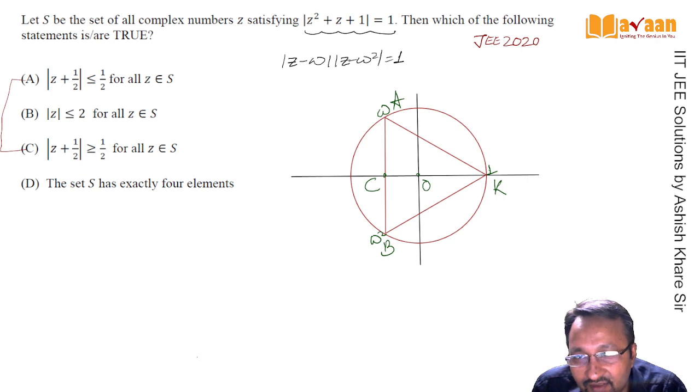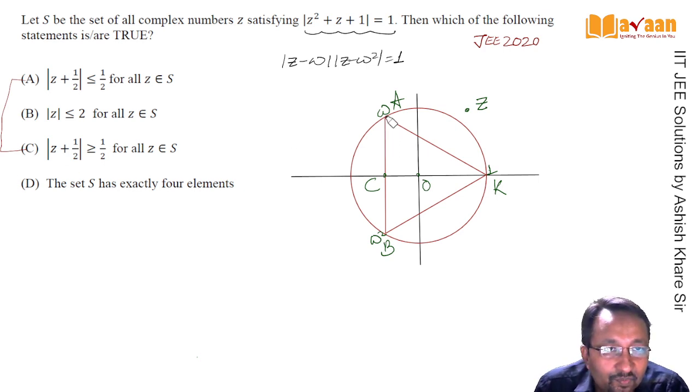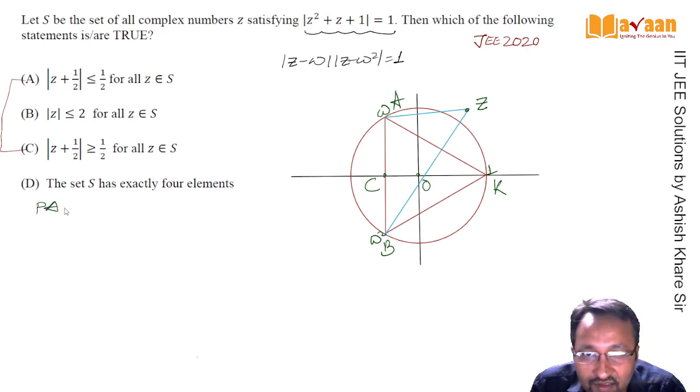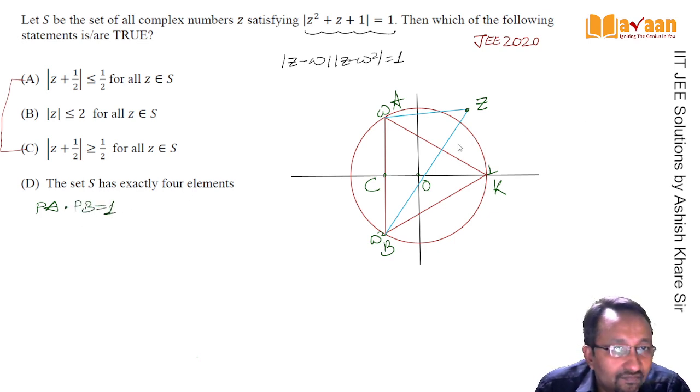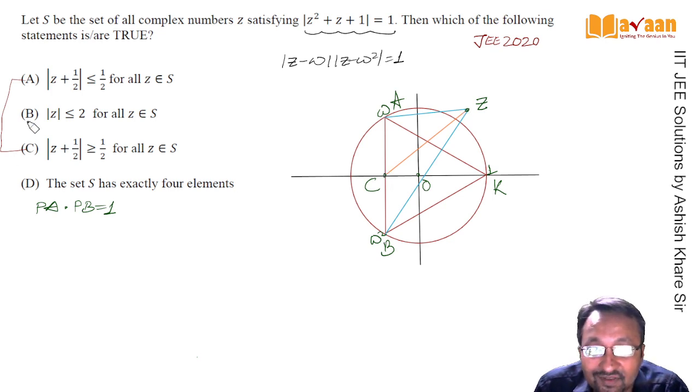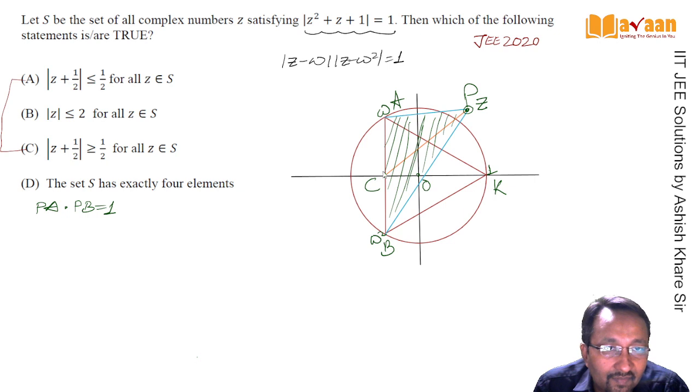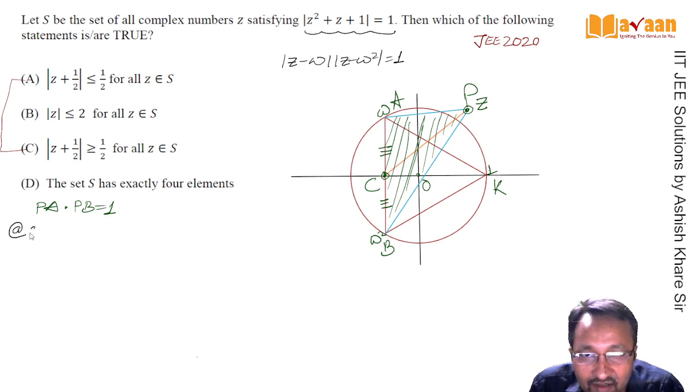Now, when we talk about options A and C, they are dealing with the distance of Z. So let me take a point Z, call it P, somewhere away from these two points A and B. I connect PA, which is mod of Z minus omega, and PB, which is mod of Z minus omega square, and I have the result in terms of geometry that PA into PB is equal to 1. I am supposed to comment on the distance of Z from minus half, that is PC, which is mod of Z plus half. C is the midpoint of AB by symmetry, and hence PC is the median of triangle PAB, which implies Apollonius theorem.